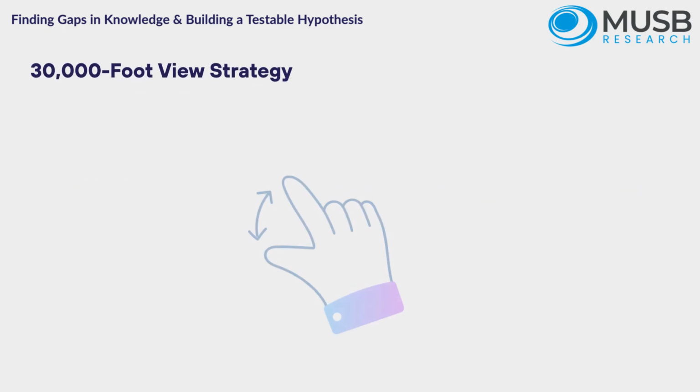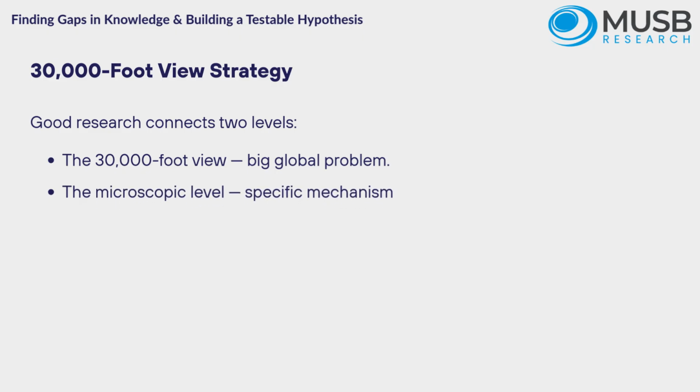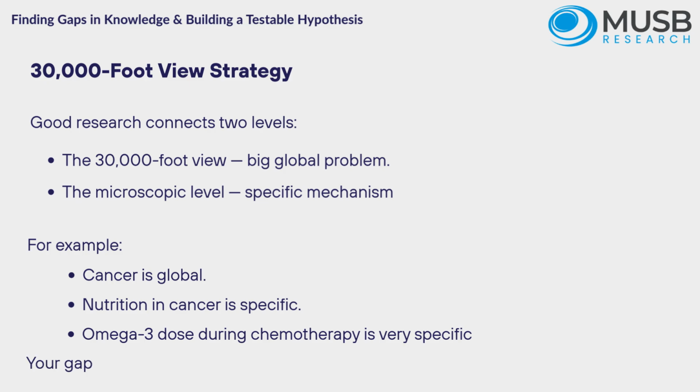Now let's zoom out. Good research connects two levels. The 30,000-foot view, the big global problem, and the microscopic level, the specific mechanism. For example, cancer is global. Nutrition in cancer is specific. Omega-3 dose during chemotherapy is very specific. Your gap must connect these two levels.